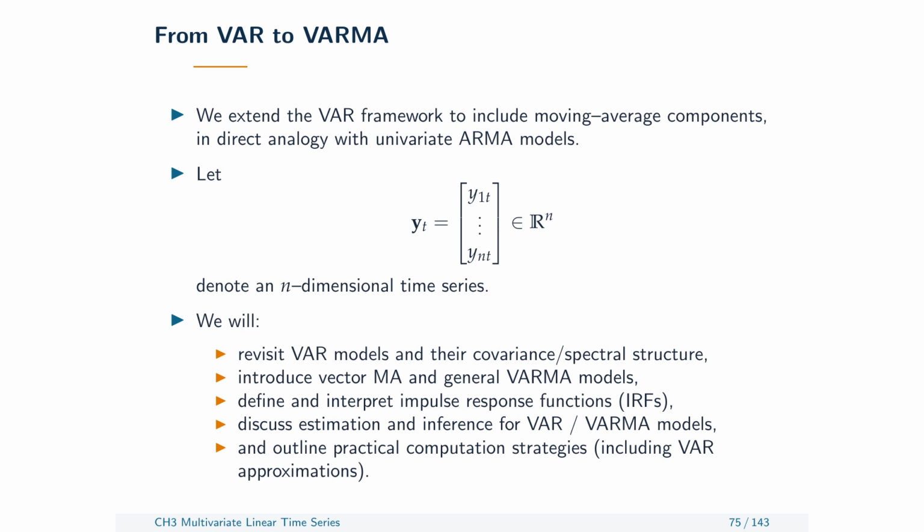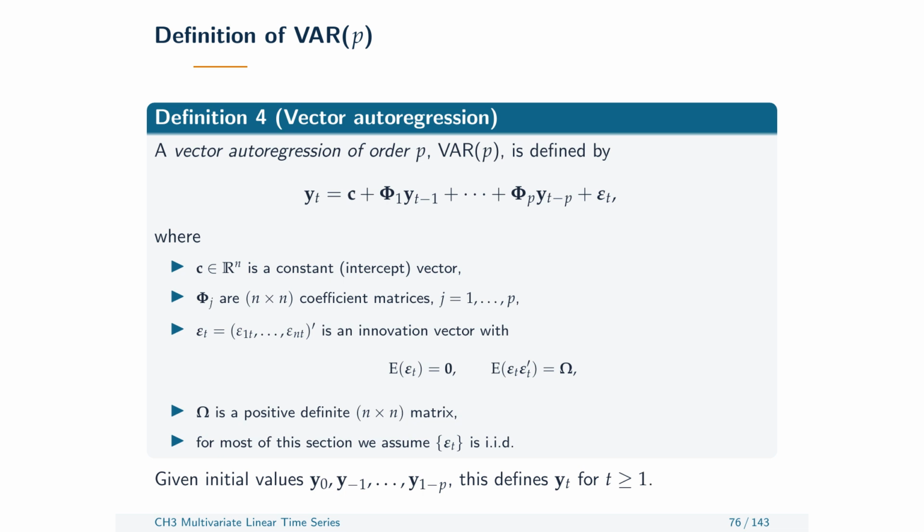So far we have leaned on vector autoregressions, but they are only one part of the story. In this lesson, I want to widen the lens to vector moving average and vector autoregressive moving average models, which describe how several innovations propagate together. Along the way, we will connect covariance structure, impulse responses, estimation, and approximation.